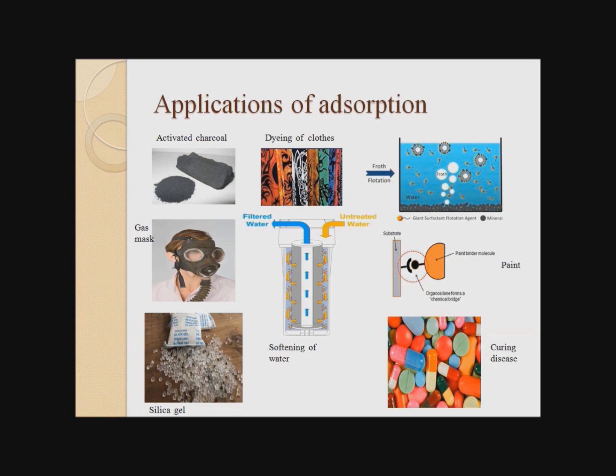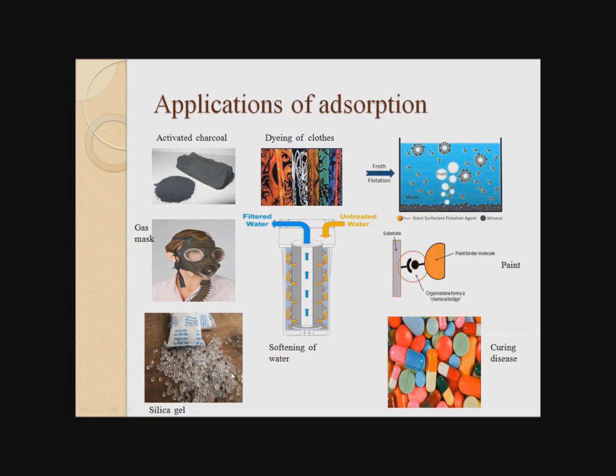Next is the froth flotation process, in which the mineral particles are adsorbed on the surface of the froth. Next is silica gel, which is used as a dehumidifier, which absorbs moisture from the air. These are also used as desiccants in containers, bags, etc.